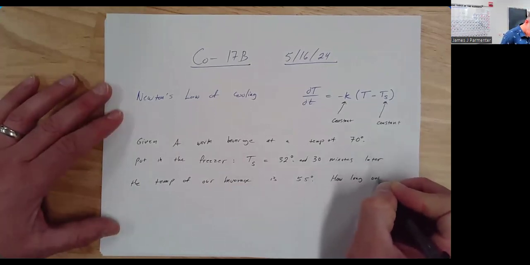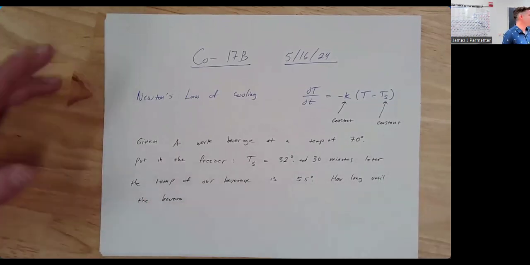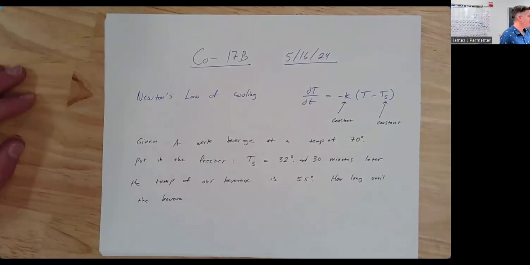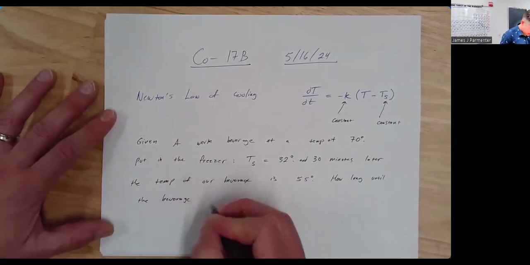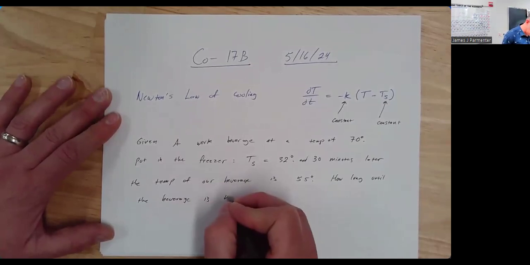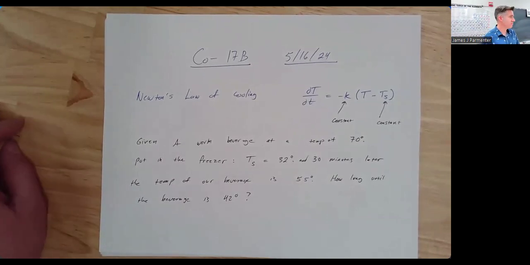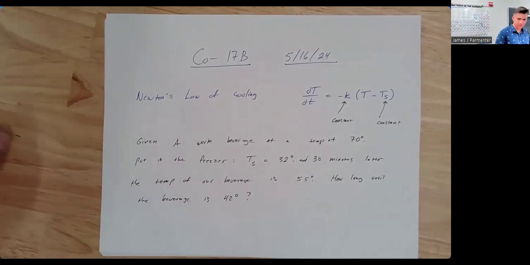How long until the beverage is, I don't even know what temperature I would drink a beverage at. I have no idea. How long until the beverage is, let's say 40 degrees. Let's say 42 degrees. That seems like a reasonable coolness of a soda or lemonade or beer.